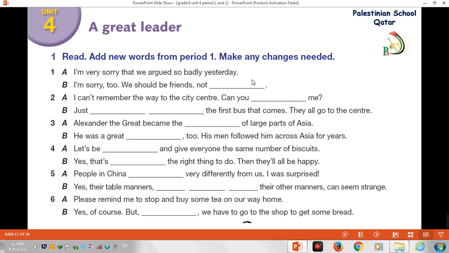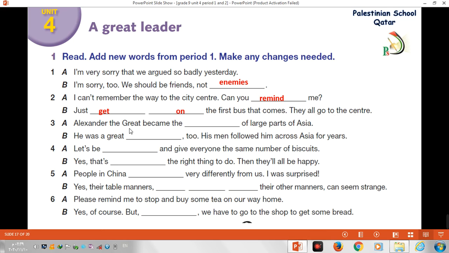Okay, so I'm very sorry that we argued so badly yesterday. I'm sorry too. We should be friends, not enemies. Number 2, I can't remember the way to the city center. Can you remind me? Yes, just get on the first bus that comes. They all go to the center.